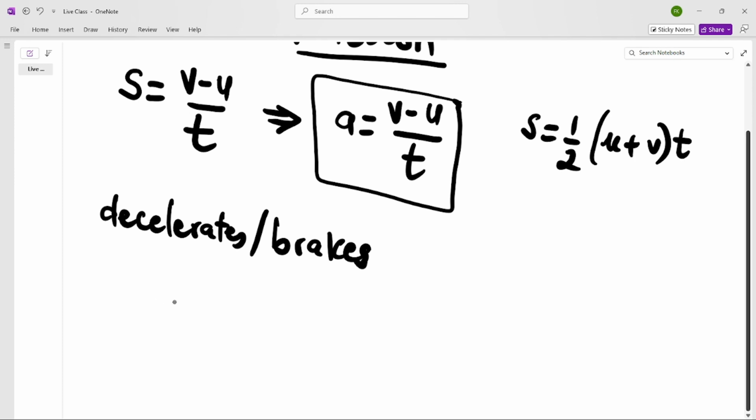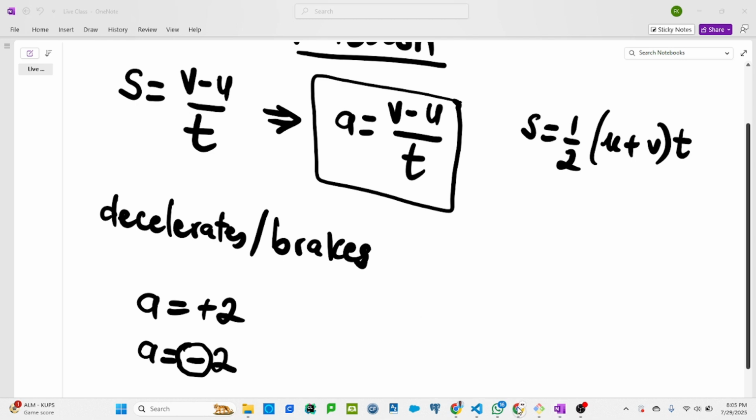the acceleration. If the value was +2 when it was accelerating, but it is decelerating or a brake is applied, the value of the acceleration becomes -2. So braking is the negative side. That's what we need to keep in mind, that whenever we are braking, we need to apply the negative sign for the acceleration. Is that fine? Good, good, good.